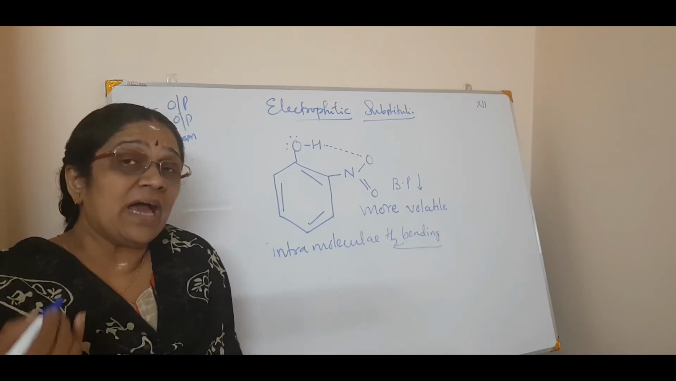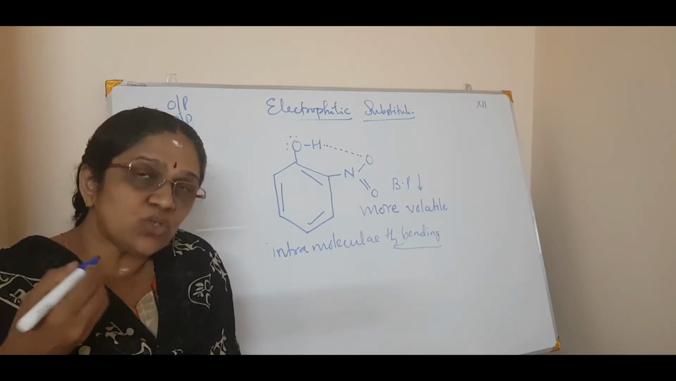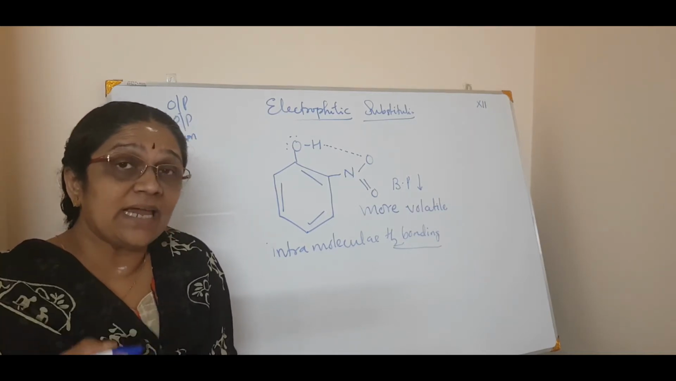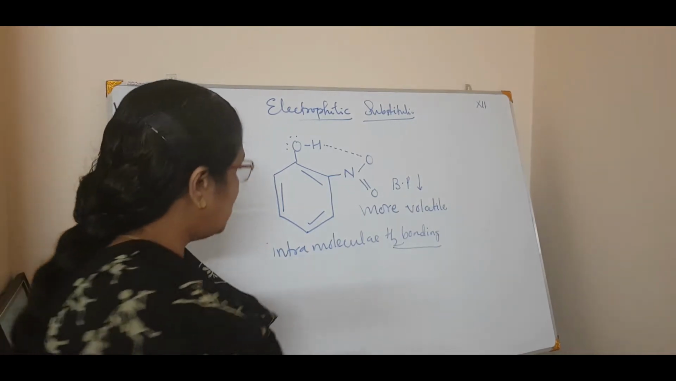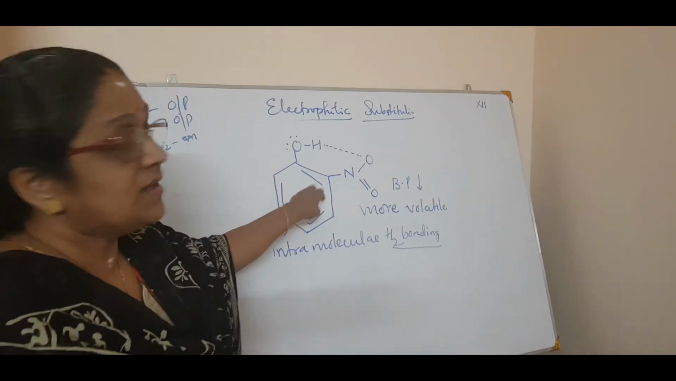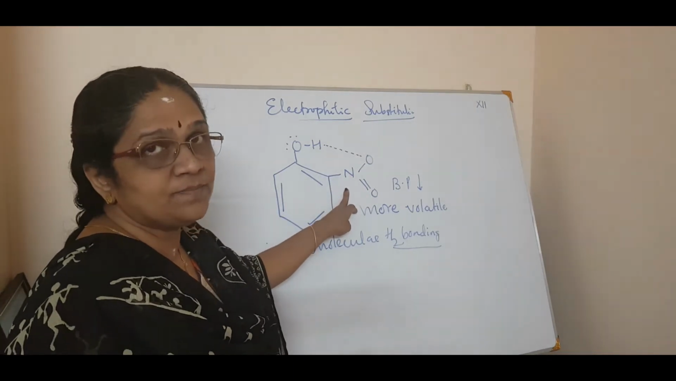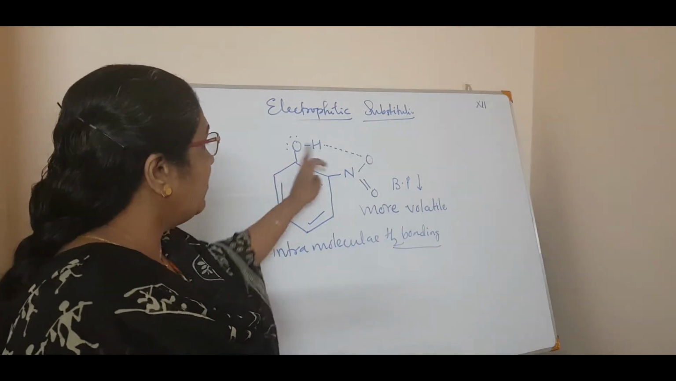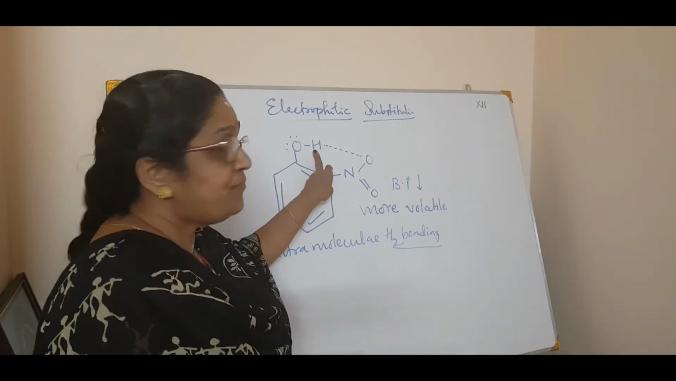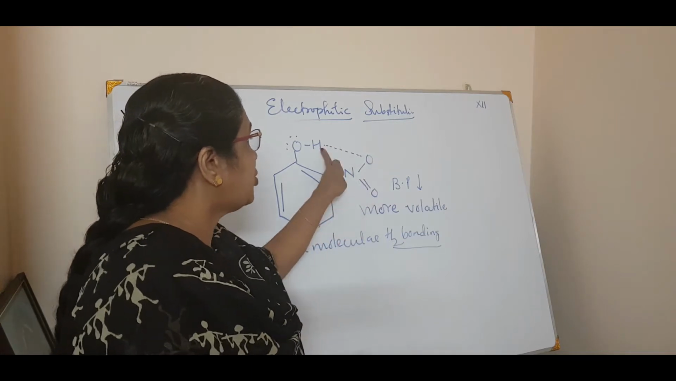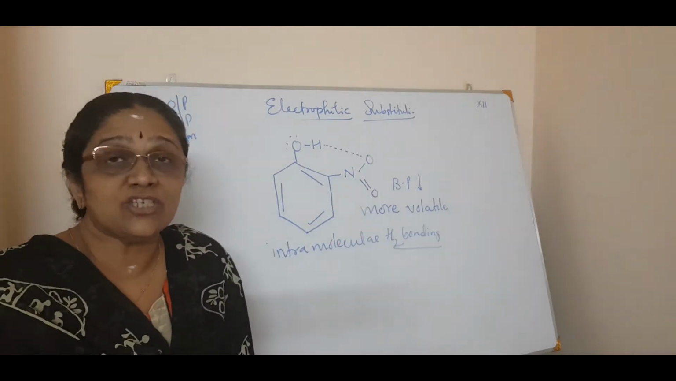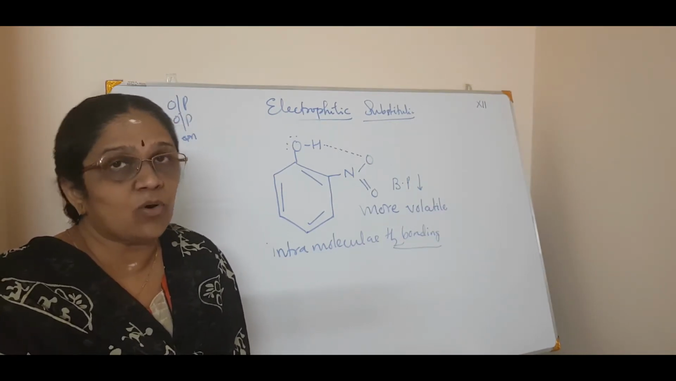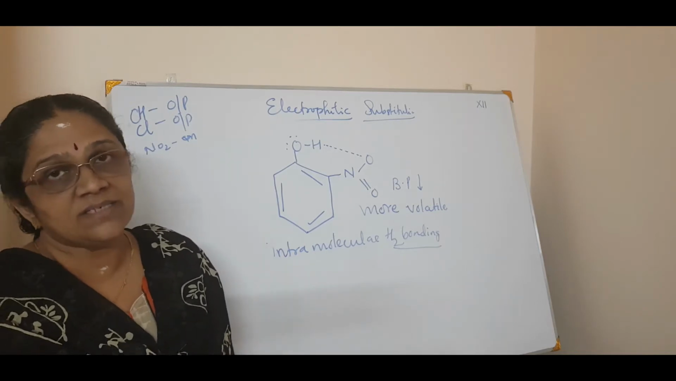Now, what about the para isomer? It is also steam volatile, but it is less volatile than the ortho isomer, isn't it? So why is it less? Now is it clear? Intramolecular means within the molecule. In the same molecule, hydrogen bonding happens. In the same molecule, the H of the OH combines with one oxygen of the nitro NO2 group, and hydrogen bonding happens. Since it is the same molecule, it is called intramolecular. So you have that.